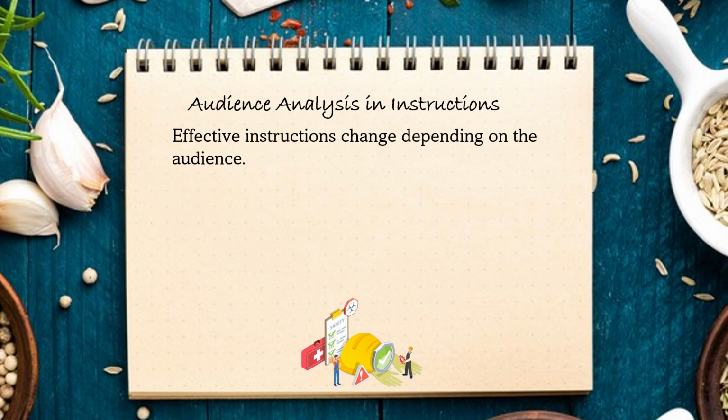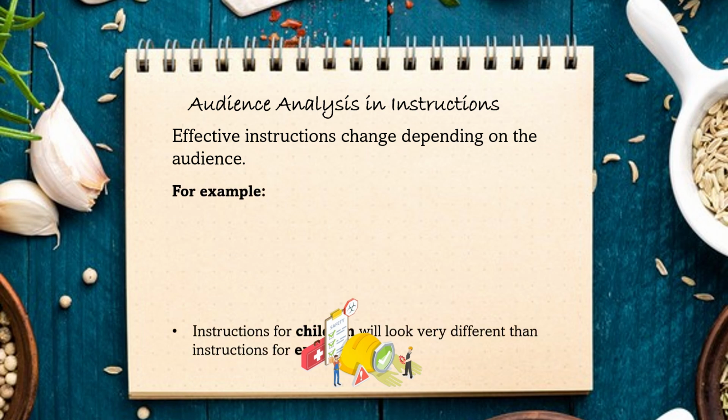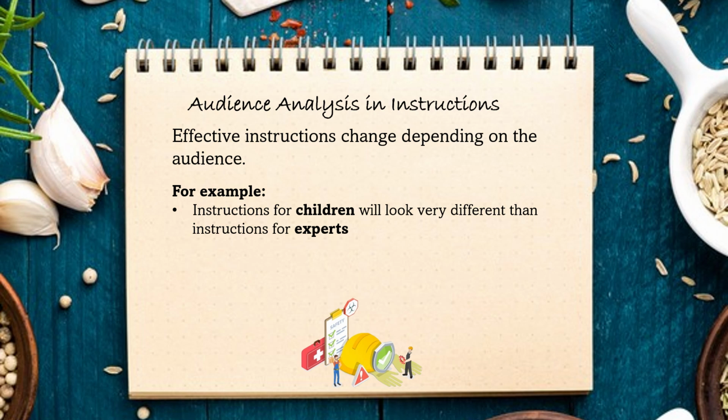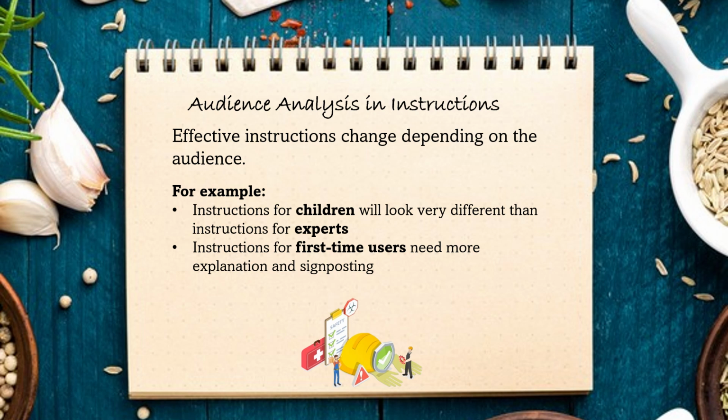Instructions change depending on the audience. For example, instructions for children will look very different than instructions for experts. First-time users need more explanation and signposting. High-risk tasks require extra clarity and safety warnings. There is no single correct version of instructions, only versions that are appropriate or inappropriate for a specific audience.